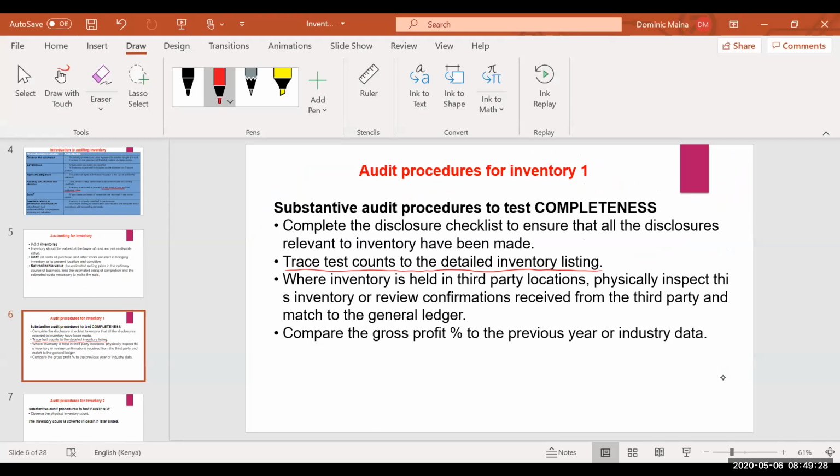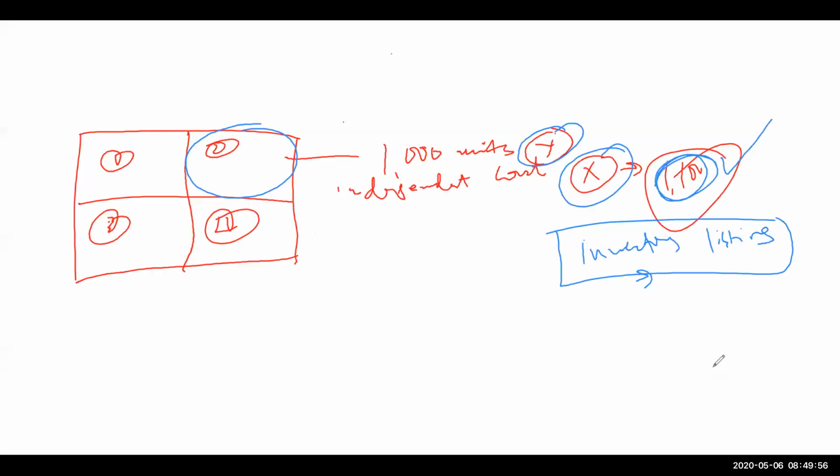Where inventory is held in a particular location by a third party, you do a physical inspection, or review the confirmation received from that party and match it to the GL. If some of the inventory the client holds is being held by a third party, as I mentioned, we do have this case.